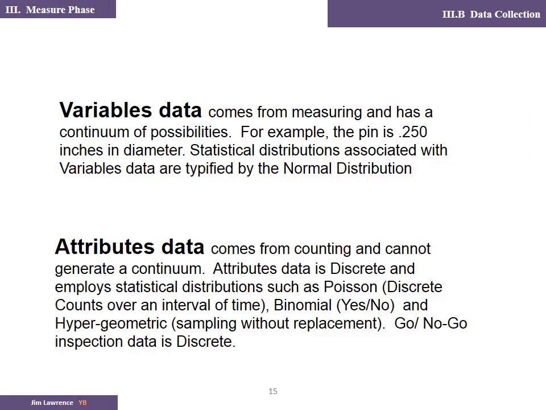Again, we'll talk about continuous and attribute data. Variables data comes from measuring and has a continuum of possibilities. For example, a pin is 0.250 inches in diameter. Statistical distributions associated with variables or continuous data are typified by the normal distribution. Attributes data or discrete data cannot generate a continuum. Attributes data is discrete, employs statistical distributions such as Poisson or binomial, and those are yes or no or counts of data.